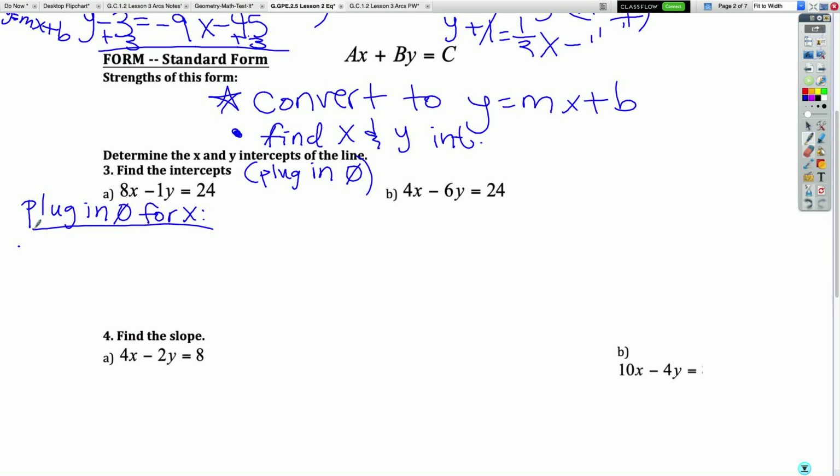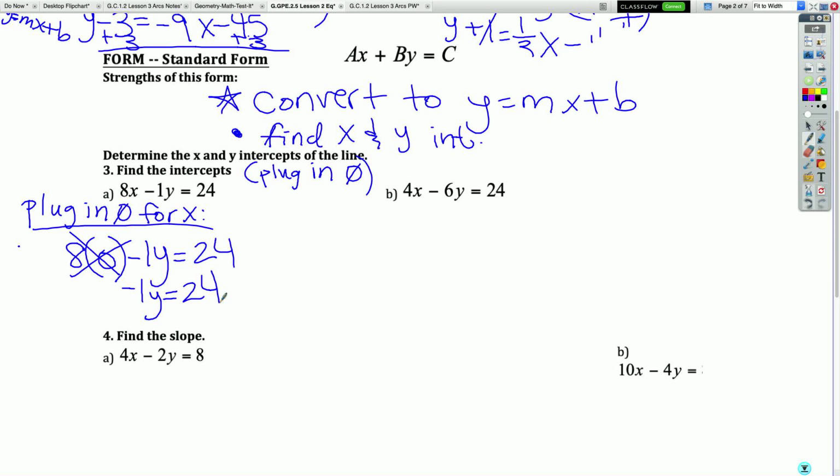So let's plug in 0 for x first. So we're going to do 8 times 0, and we're going to leave everything else the same. Okay, we're plugging in 0 for x to find the y-intercept. What happens here with 8 times 0? It turns to 0. Just a 0. So I'm left with -1y equals 24.